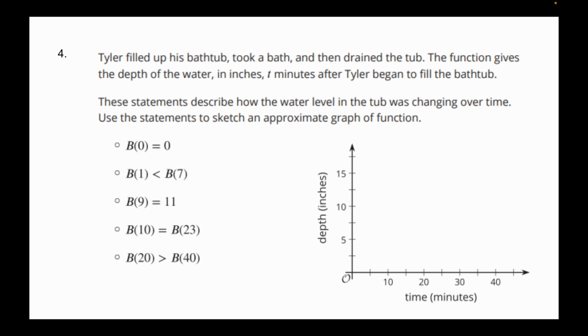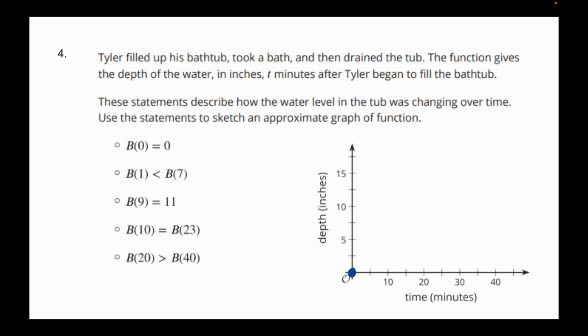So if B of 0 is equal to 0, this tells me that the level of the bath water at 0 minutes is 0. It doesn't tell us whether it's inches or centimeters. Oh, it does on the side here on our graph. It does tell us inches. So this tells me the level of the bath at 0 minutes is 0 inches, which means I'm going to start at (0, 0). So I'm going to put myself a dot right there.